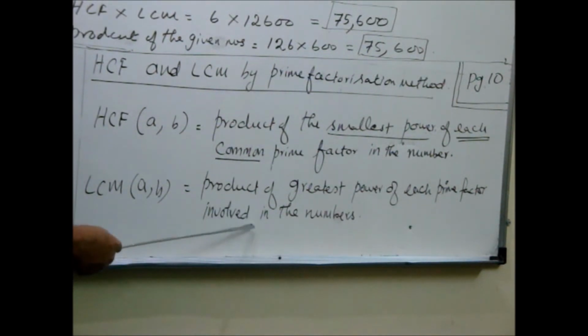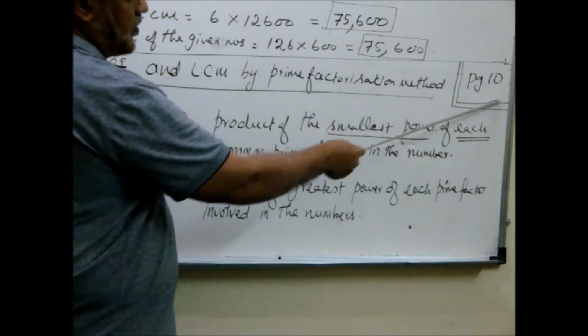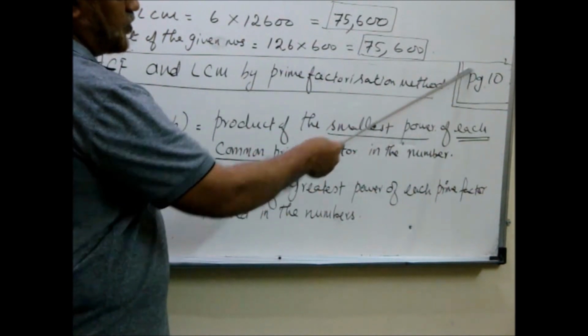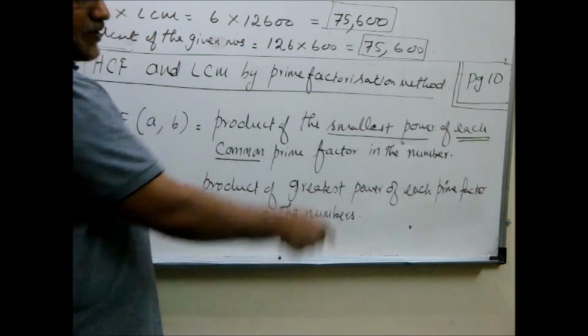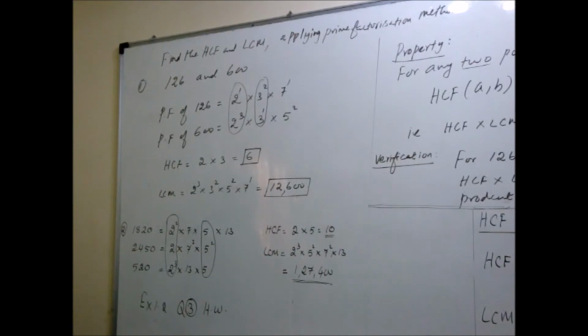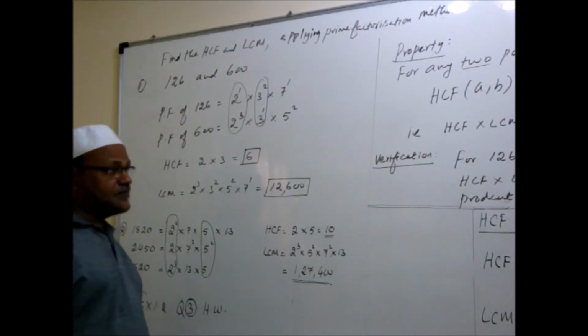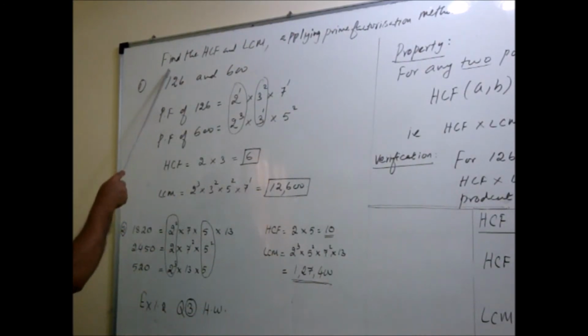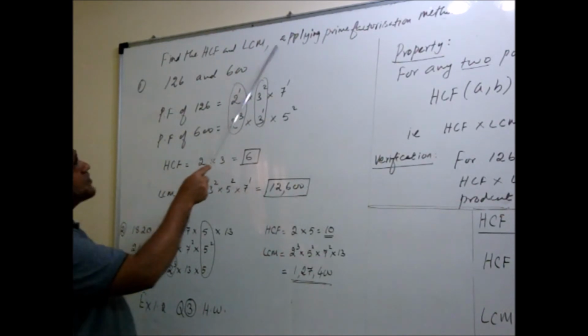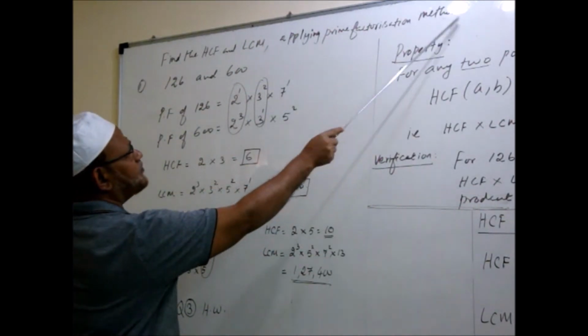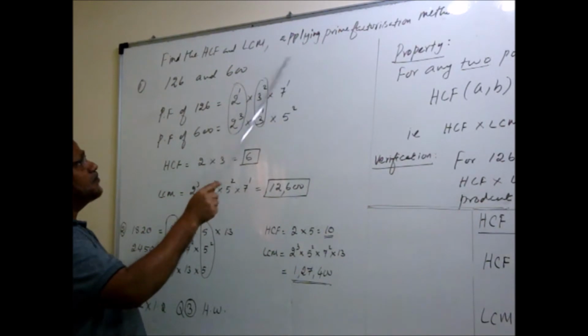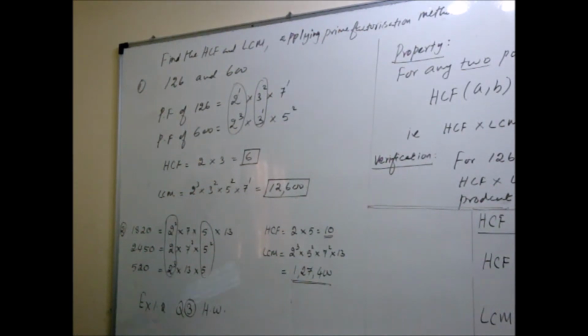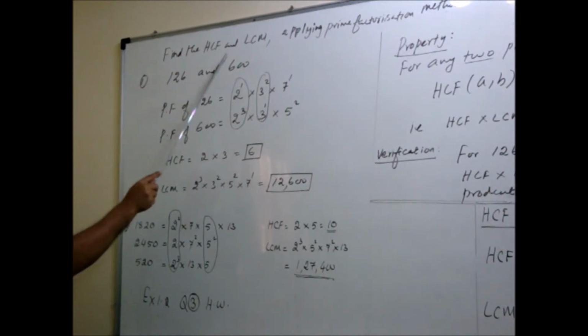If these letters are not clear, you can copy that from page number 10 in your textbook. It is given in bold letters. Copy from there. To know clearly about the given statement, we have taken this example. Find the HCF and LCM applying the prime factorization method. We are given two numbers, 126 and 600.